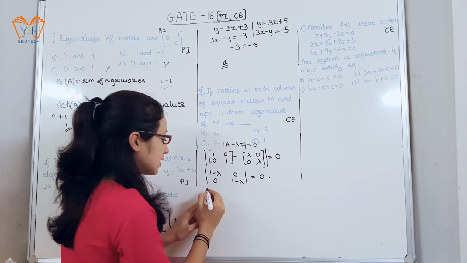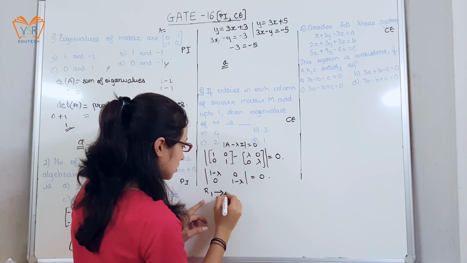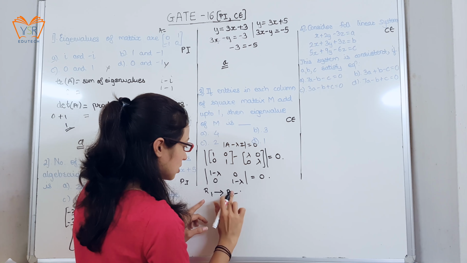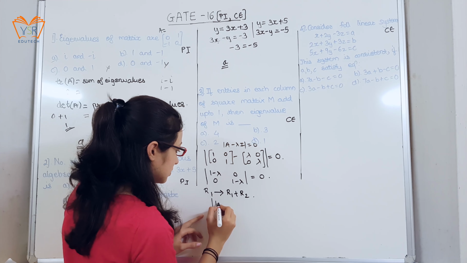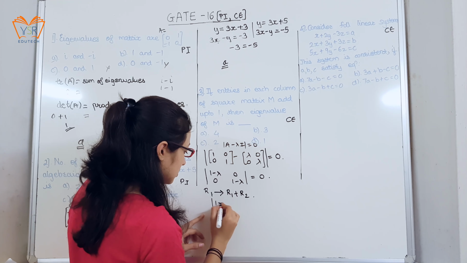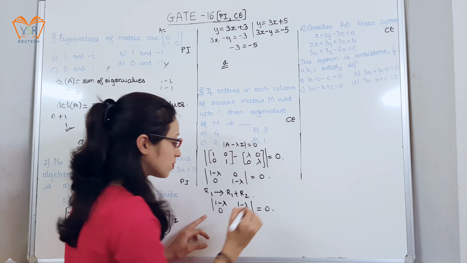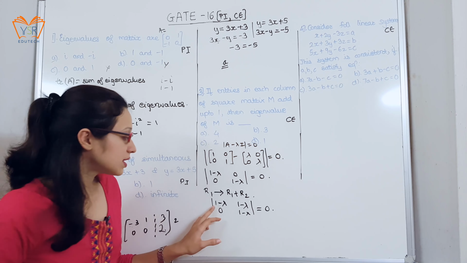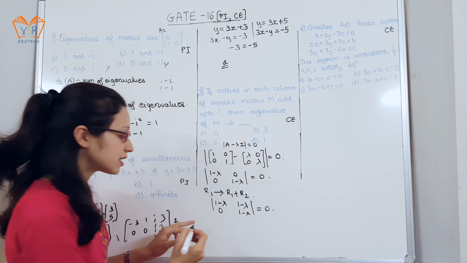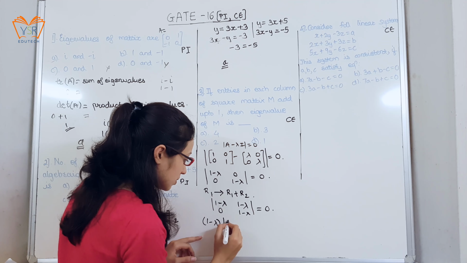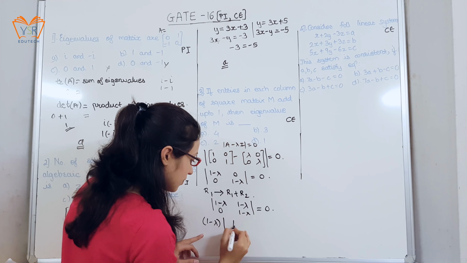So if we apply the elementary operation R2 minus R1, R2 becomes R1 plus R2, we get the determinant is equal to 0. Now we know that one of the properties of determinants states that if all the elements of a particular row are the same, we can take it outside as common. Sorry, as we have taken it common.